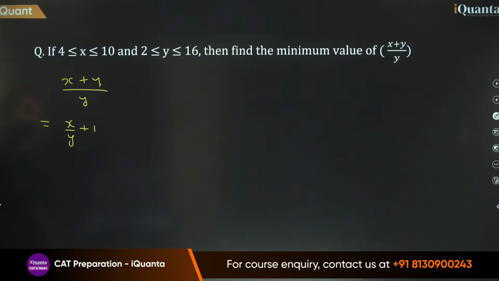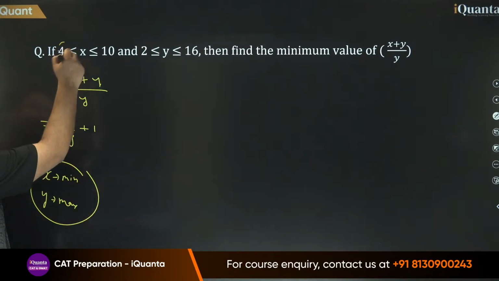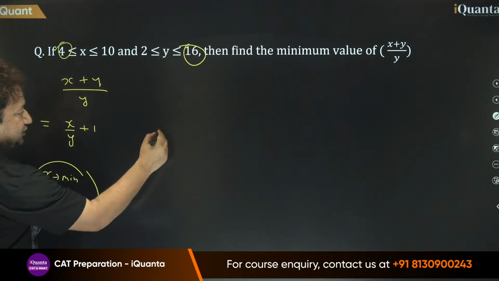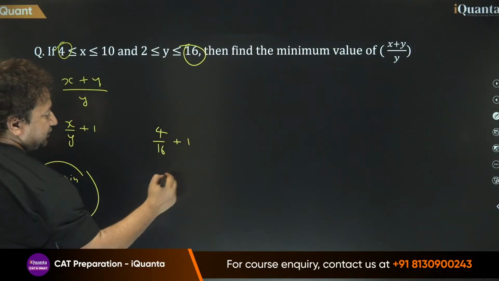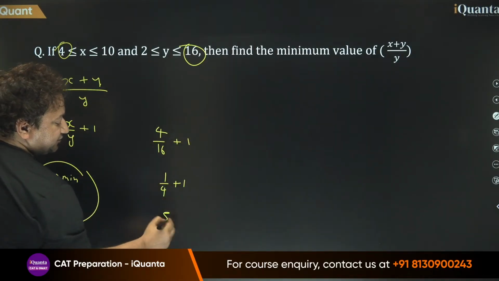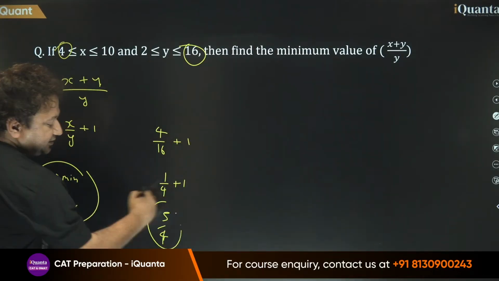अब x by y को मिनिमाइज करना है, तो x by y मिनिमाइज कब होगा? When x is minimum and y is maximum. और दोनों पॉजिटिव हैं, तो x का मिनिमम क्या है? 4. y का मैक्सिमम क्या है? 16. पुट द वैल्यूज. 4 by 16 plus 1 is 1 by 4 plus 1. Answer is 5 by 4. A simple question.